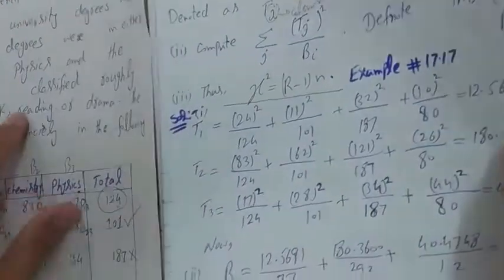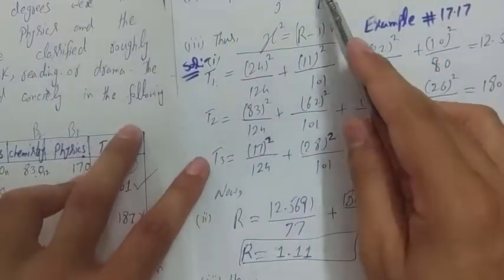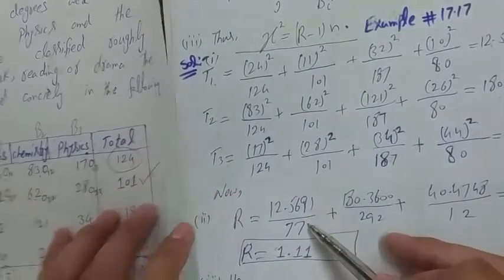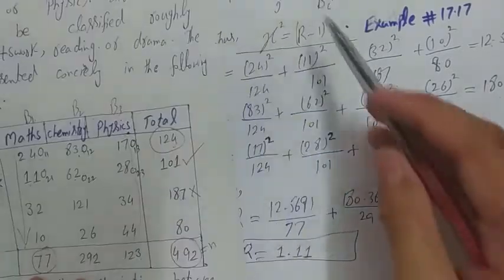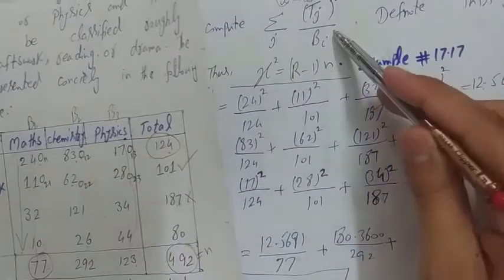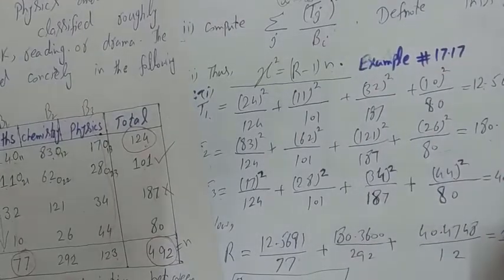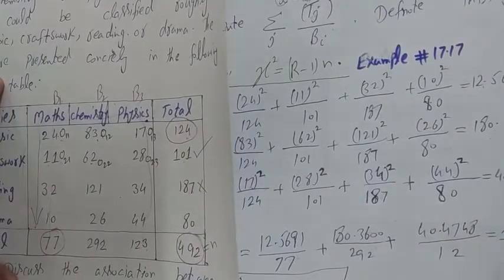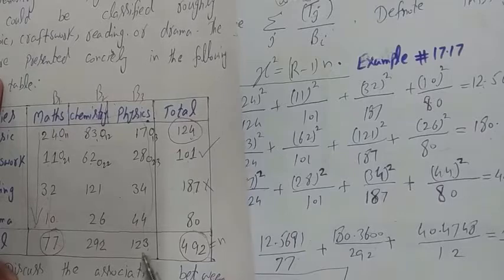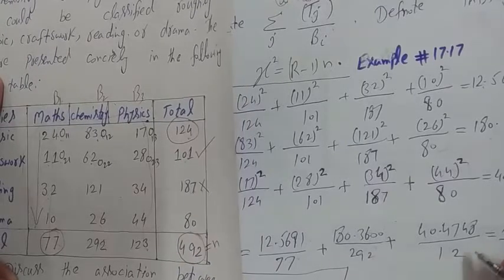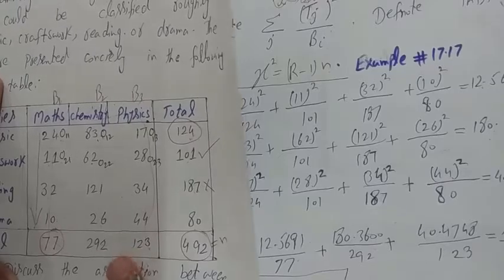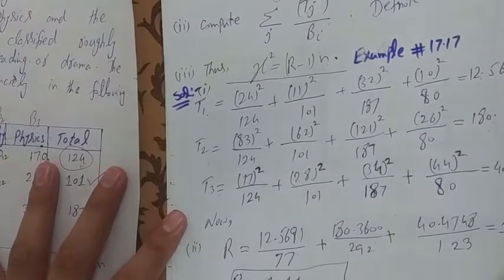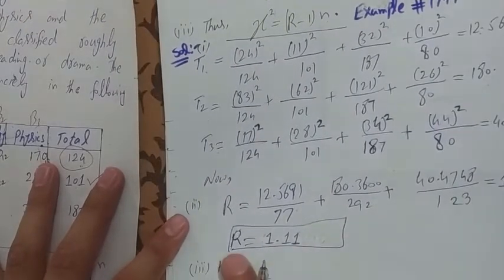Students, let's see, mean T_j, mean T_1: 12.5691 divided by 17, and we kept in mind this formula, plus 180.3600 divided by 292, and similarly 40.4748 divided by 123. This is the B3 sum, and solving these, the answer comes 1.11. This is the value of R.